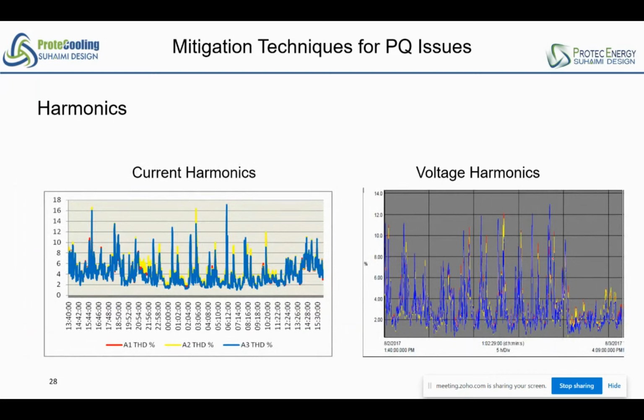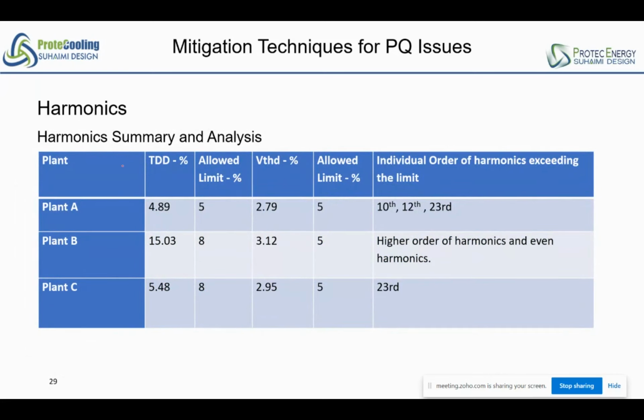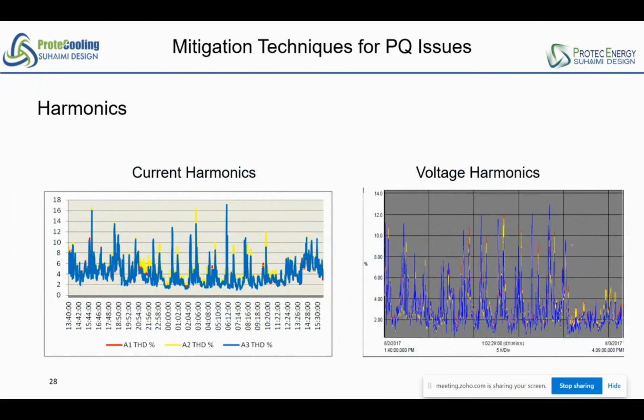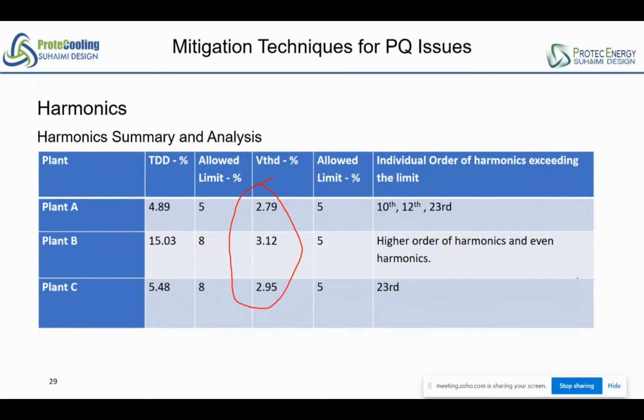Then current harmonics, again, very high current harmonics were being observed in the system. At the individual plant level, the interesting fact was that the VTHD was within limit. But at the utility transformer, it was going up to 12% and not within the IEEE limits.